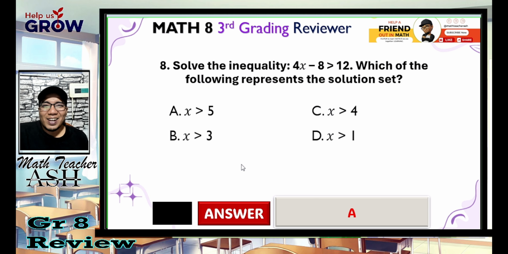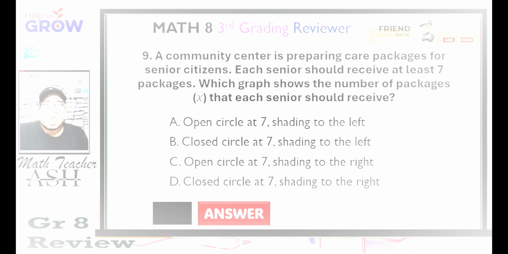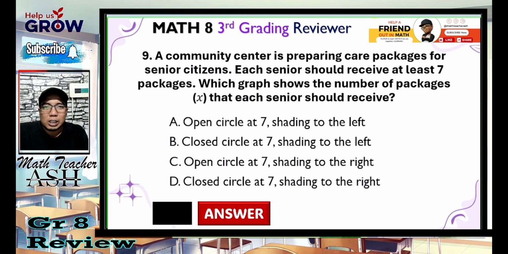Okay, easy, right? Now, let us go to question number 9. A community center is preparing care packages for senior citizens. Each senior should receive at least 7 packages. Which graph shows the number of packages x that each senior should receive? Is it A, open circle at 7, shading to the left? B, closed circle at 7, shading to the left? C, open circle at 7, shading to the right? Or D, closed circle at 7, shading to the right? I'll give you 5 seconds to think about your answer.